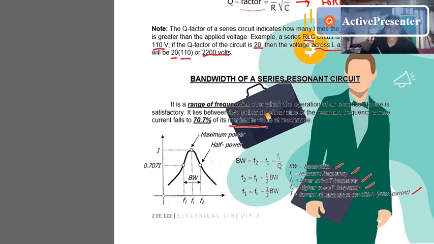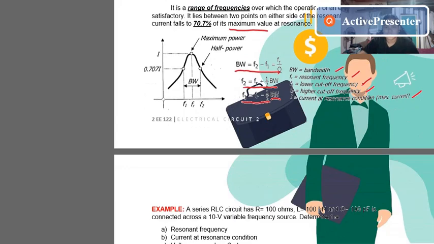For solving bandwidth, F2 minus F1, or FR over Q. Solving for the higher cutoff, we have FR plus 1/2 of our bandwidth. And for the lower cutoff, we have FR minus 1/2 of our bandwidth. So take note of these three formulas for bandwidth of a series resonance circuit. So let's have an example for bandwidth.